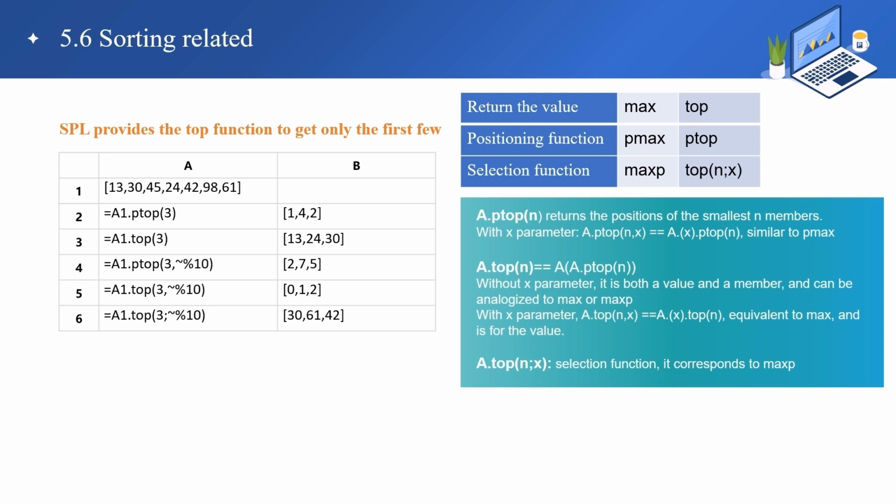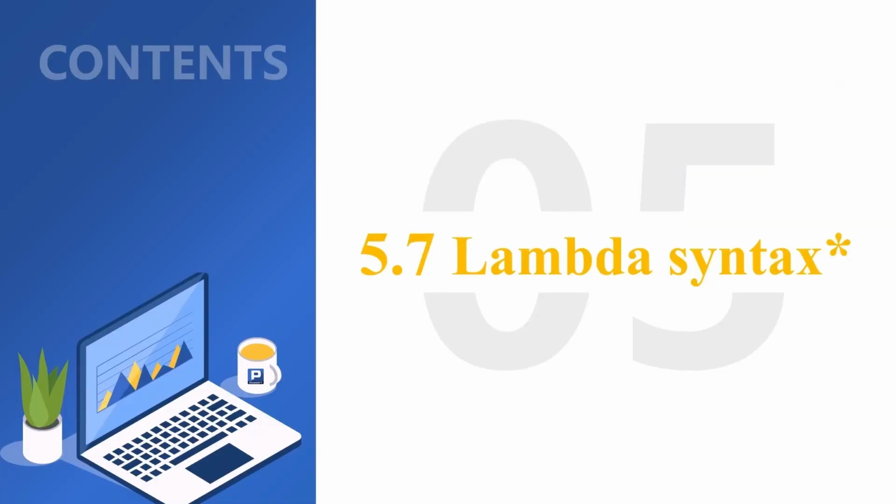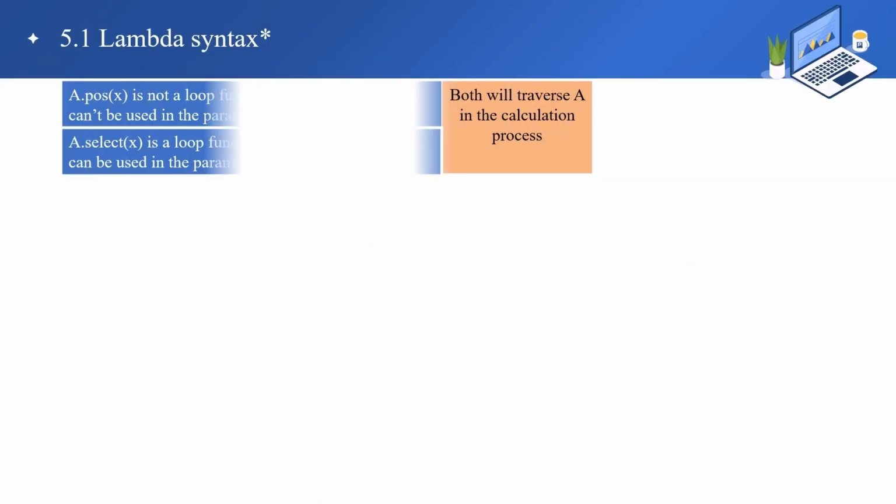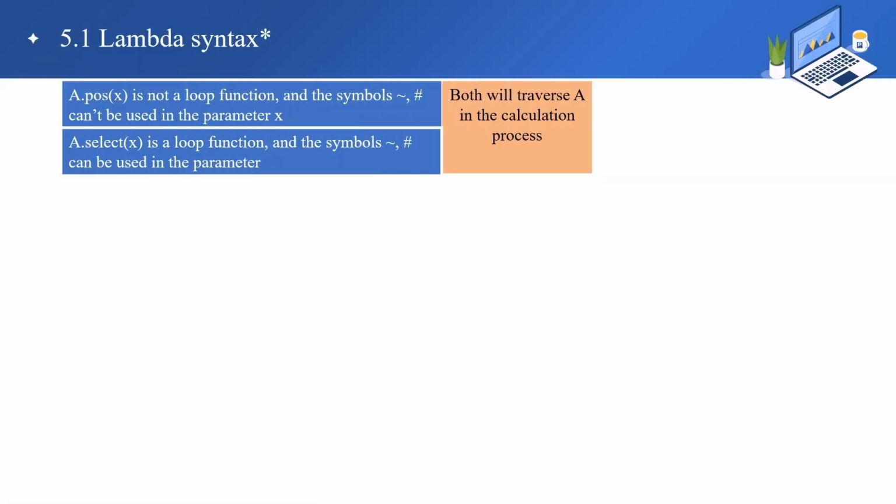Section 7. Lambda syntax. Looking back at the two functions a.posex and a.selectx, we say that the former is not a loop function, and the symbols ~ and # can't be used in the parameter x, while the latter is a loop function, and the symbols ~ and # can be used in the parameter. In fact, in the calculation process of these two functions, both of them will traverse a, that is, they will process the members of a one by one. What is the difference between the parameters of these two functions?